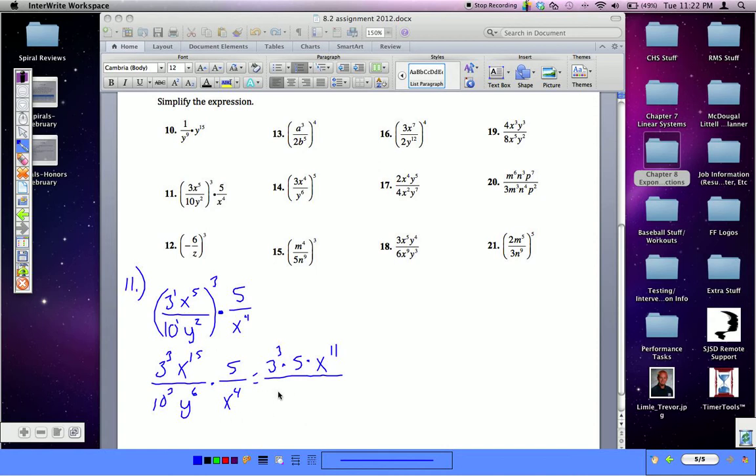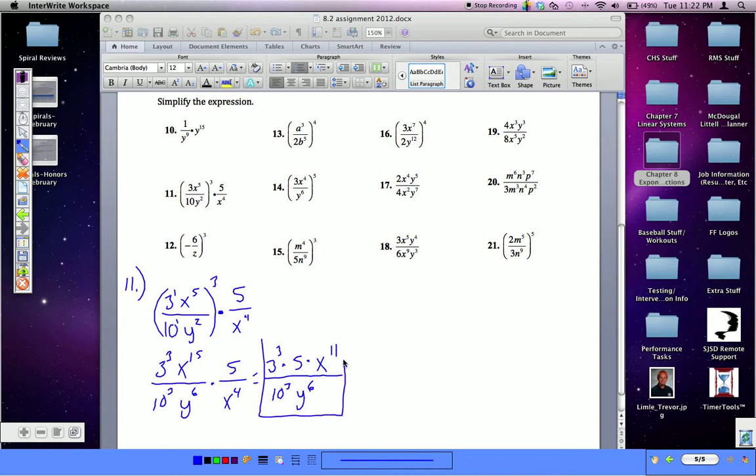On bottom, we're going to have 10 to the third power, and we're going to have y to the 6th, and that's everything that's on bottom. The y's do not change because there are no y values on top. We could solve this out, and 3 times 3 times 3 is 27. 27 times 5 is actually 270. 10 to the third power is 1,000, and so you could change that number if you want.